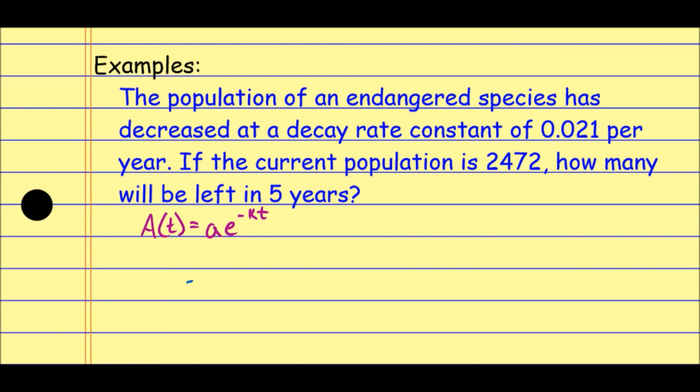And so I start to plug away here. Okay, the initial population was 2,472. So I take that initial population times e to the negative k, which is 0.021, multiplied by t, which is the 5 years. And again, make sure the units match. If this was per year, the time better be in years. Make sure the time matches the units on the decay rate constant. And over here, this is A of t, so A of 5 this time. I want the amount based on 5 years.